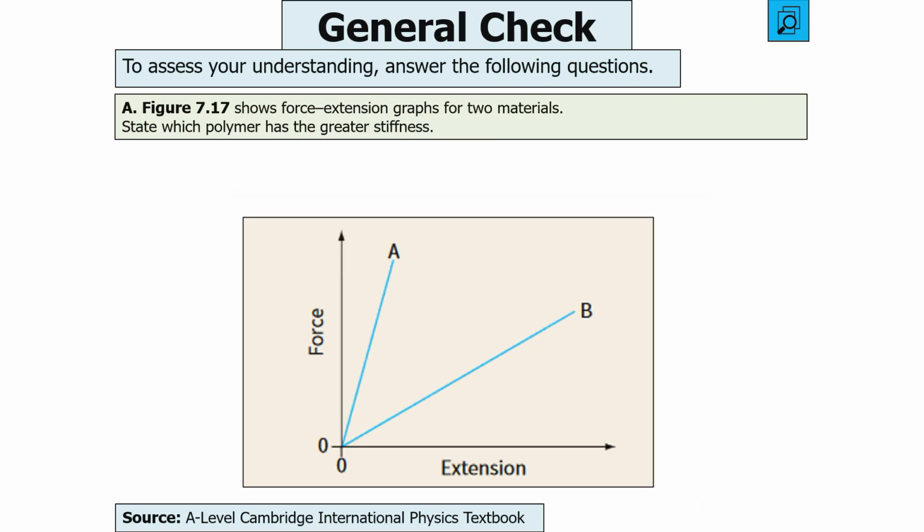The following figure shows a force extension graph for 2 materials. State which polymer has the greatest stiffness. So pause the video now, and then unpause the video when you want to go through your answer. The answer is A, because there's less extension per unit force, or the steeper gradient.